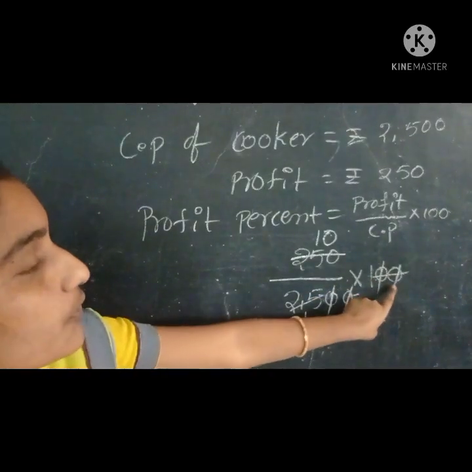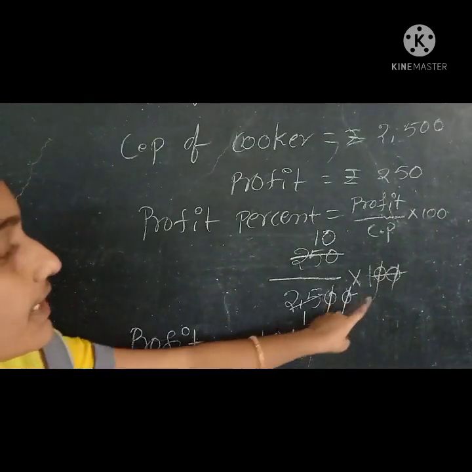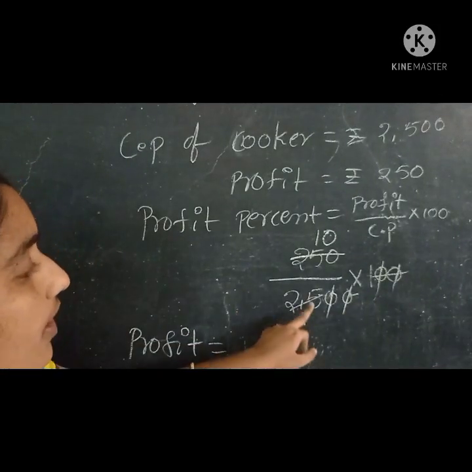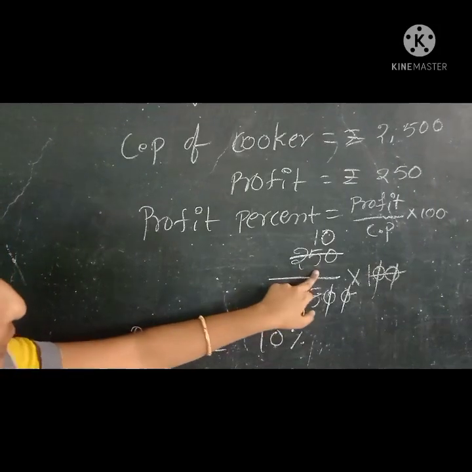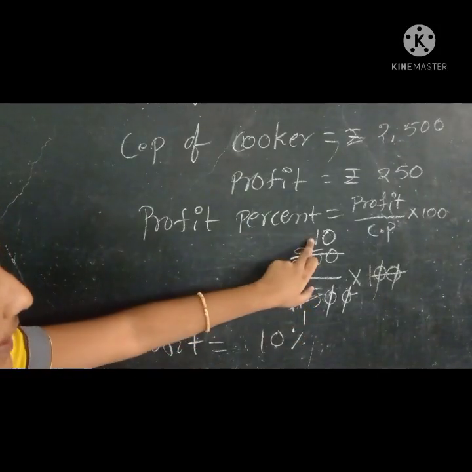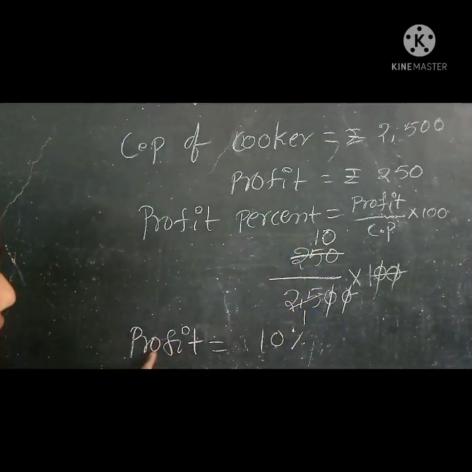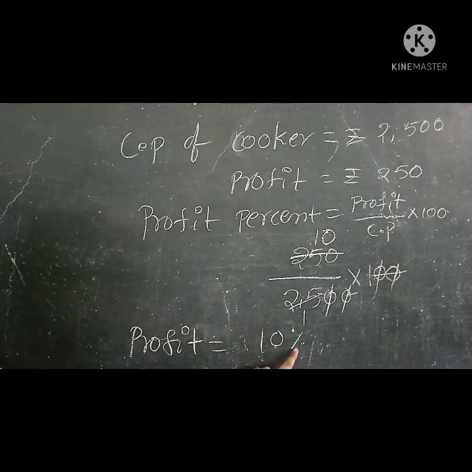So first cancel here 2 zeros, here also 2 zeros. Okay, next 25 ones are 25, 10s are 250 rupees. Okay now. So what is the percentage here? 10%. So profit percent is equal to 10%.